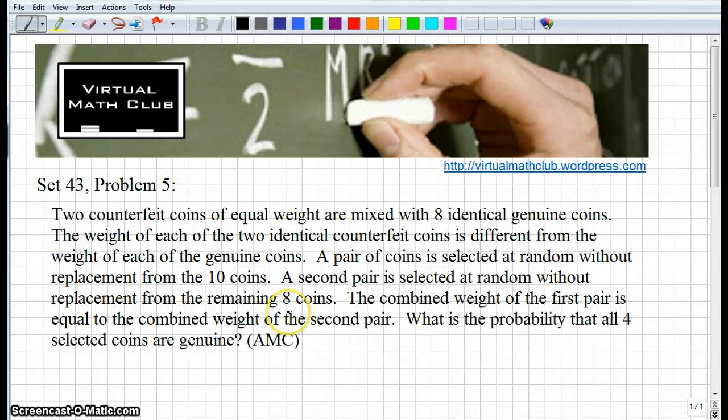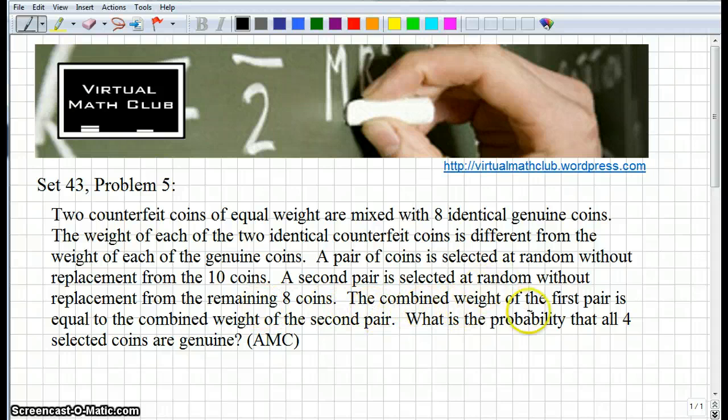Problem number 5. Two counterfeit coins of equal weight are mixed with 8 identical genuine coins. The weight of the 2 identical counterfeit coins is different from the weight of each of the genuine coins. A pair of coins is selected at random without replacement from the 10 coins. And then a second pair is selected at random without replacement from the remaining 8 coins.